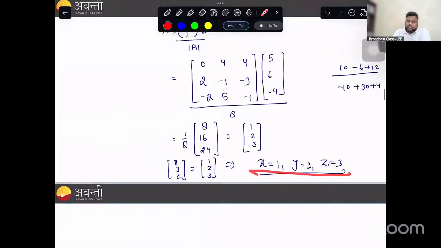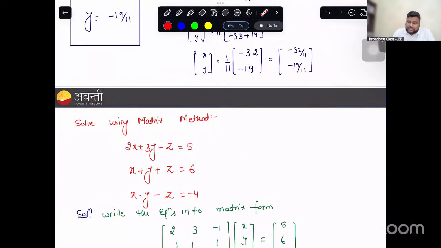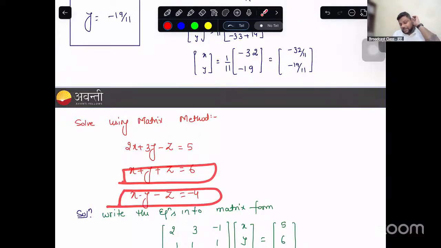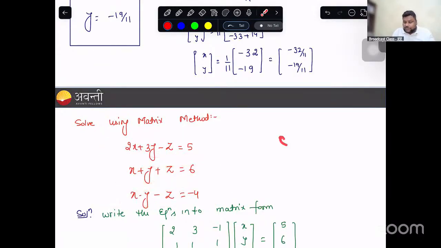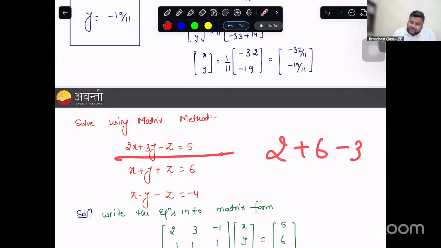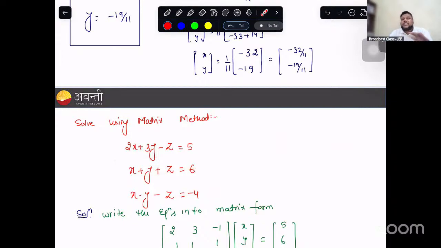Second thing I was telling you is that after getting the solution 1, 2, 3, do check in the original equations also. Is 1, 2, 3 satisfying this equation? Yes. Is 1, 2, 3 satisfying this? So 1 minus 2 minus 3, minus 4. Yes. Is 1, 2, 3 satisfying this equation? 2 plus 6 minus 3, 8 minus 3, 5. Yes. So 1, 2, 3 are satisfying all the three equations, means everything is correct. Everything that you have done is completely fine. Understood?